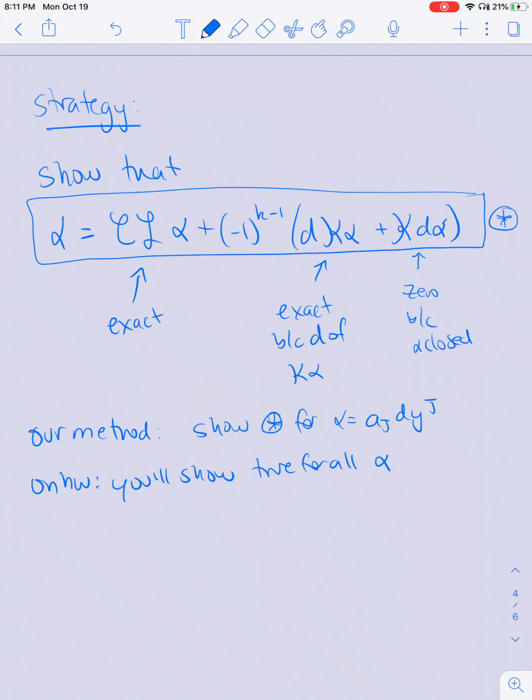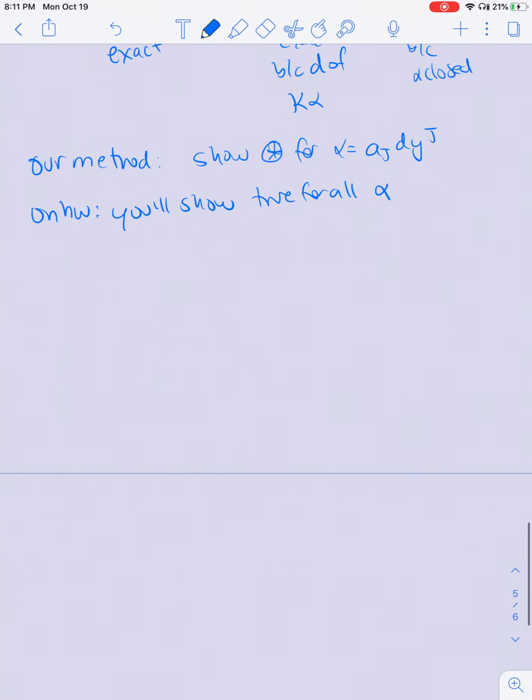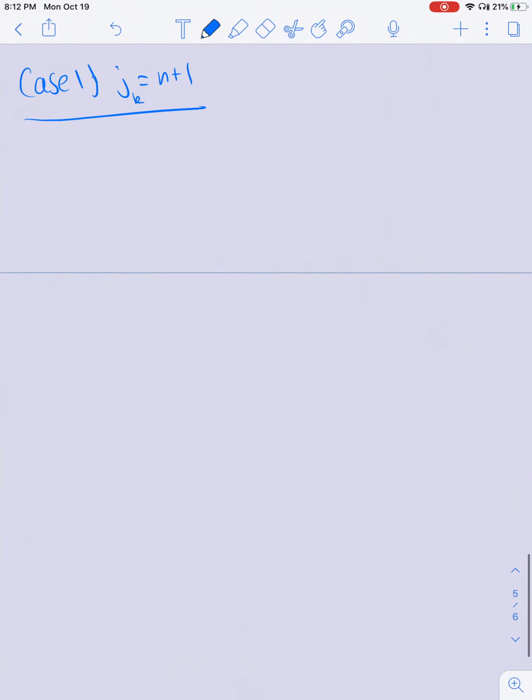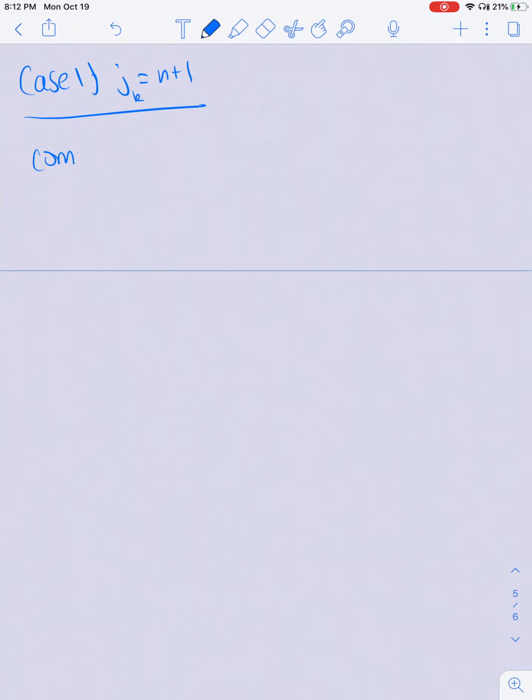Okay, so there's going to be two cases because K is defined in two different ways depending on whether the n+1 coordinate shows up or not. So the first case is going to be when j_k, the last entry in the tuple J, is equal to n+1. In this first case, we're going to compute the dK alpha term. We're going to do that one first.